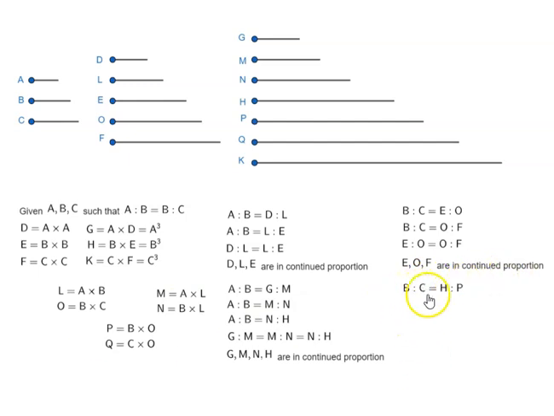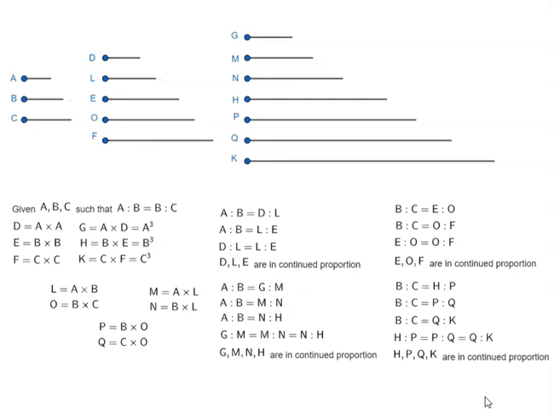Similarly, B is to C is equal to H is to P. B is to C is equal to P is to Q. And B is to C is equal to Q is to K. So H is to P is equal to P is to Q is equal to Q is to K. So that means H, P, Q, K are in continued proportion.